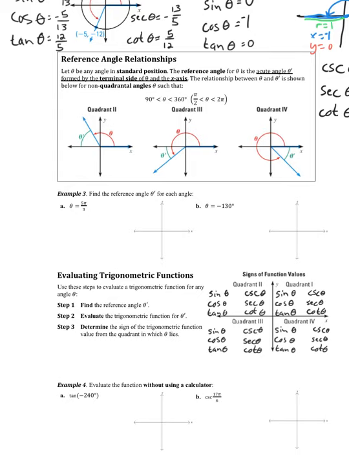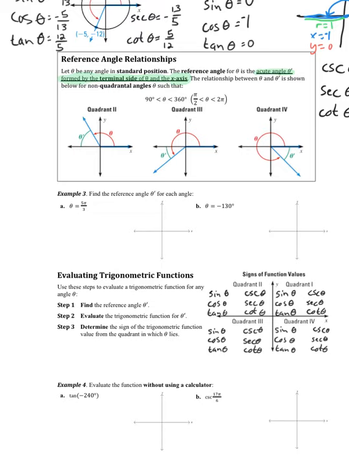The next thing we are going to discuss here is reference angles. The reference angle for theta is always an acute angle. It's going to be called theta prime, formed by the terminal side and the x-axis. Very important that it's always the x-axis, never the y-axis. And we can see examples of that here in quadrants 2, 3, and 4.